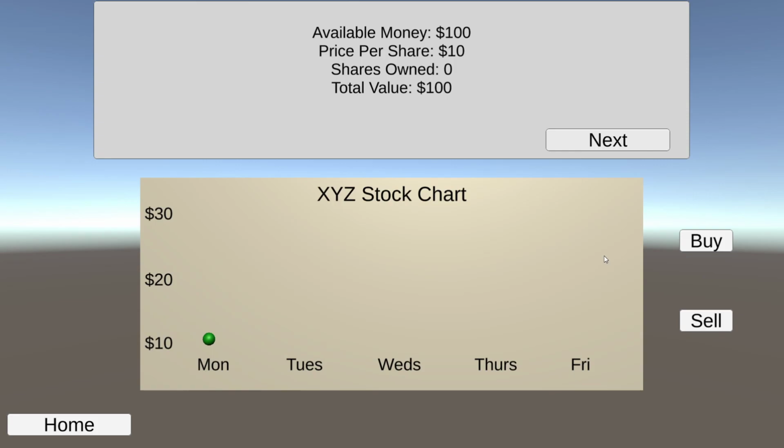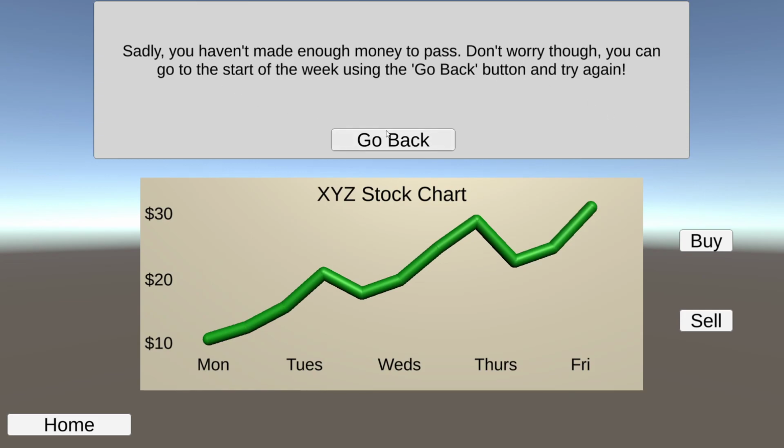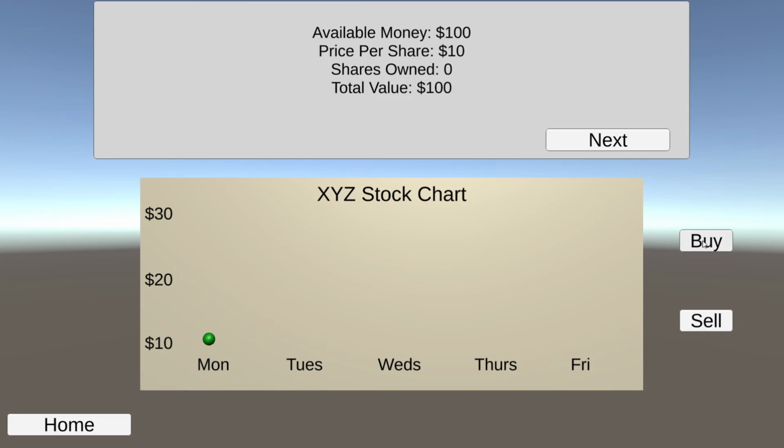For this game specifically, I'm just going to show the two possible conditions. So imagine you buy the stock here, as much as you can. It goes down. You sell all of it. You've actually lost money now. And if we progress towards the end of the game, it'll say you haven't made enough money, but it'll give you the option to go back to the start, and you can try again.